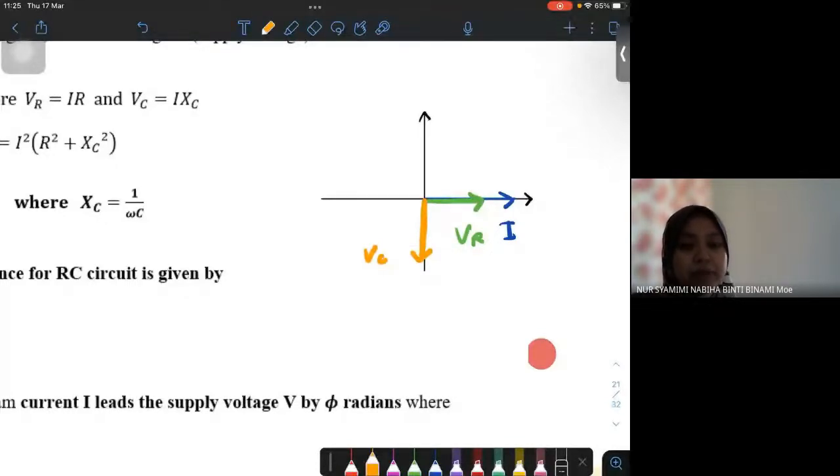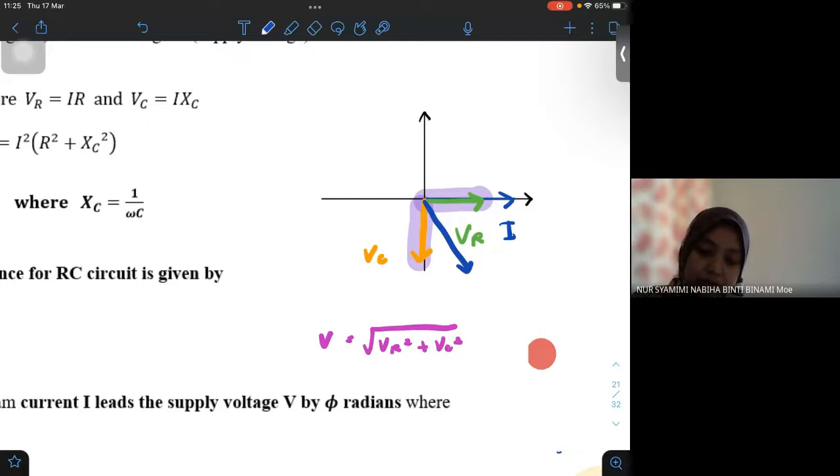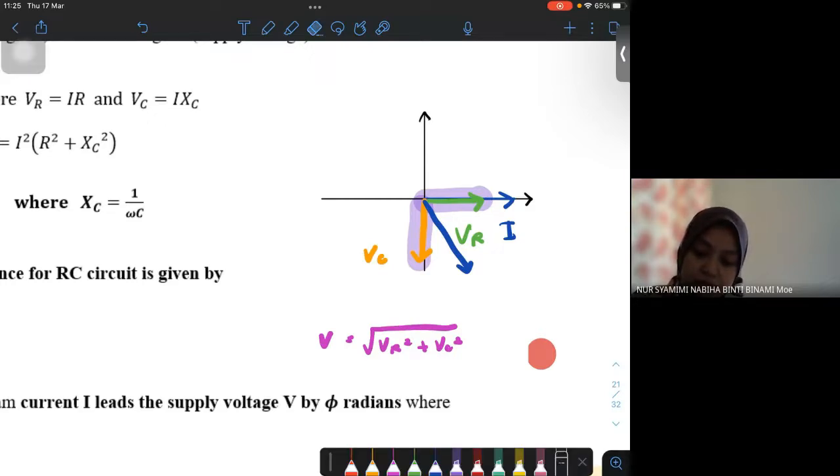But I want to find between V and I. So between V and I, kita kena resolvekan dia. So ini VC negative Y component. Ini VR positive X component. So kita kena cari dia. V is equals to the square root of VR square plus VC square. So it should be somewhere here in between. So this is my V. Dan antara V dan I, dia akan ada phase difference.